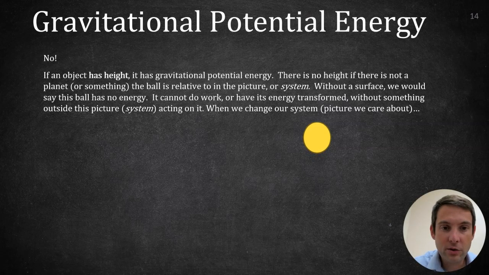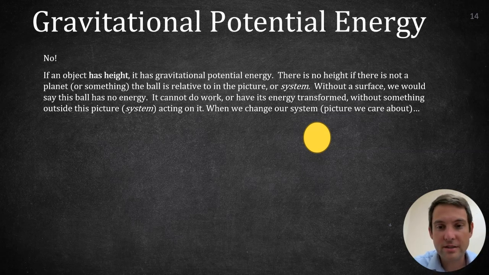If an object has height, it has gravitational potential energy. There is no height if there is not a planet or something the ball is relative to in the picture, or the system. Remember, a system is just the piece that we care about, the parts that we care about. Without a surface, we would say this ball has no energy, it cannot do work, or have its energy transformed, without something outside the picture, or something external to the system acting on it.